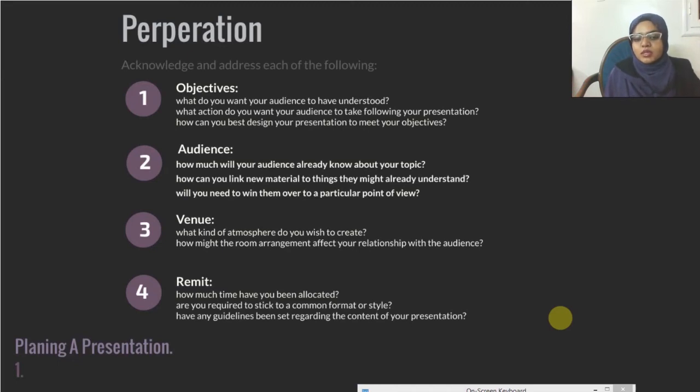Number four, the remit. By the remit, we mean any restrictions that are made on the presentation, like time. How much time have you been allocated? Are you required to stick to a common format or style? Have any guidelines been set regarding the content of your presentation? So those are four areas to prepare when you are planning for the presentation.